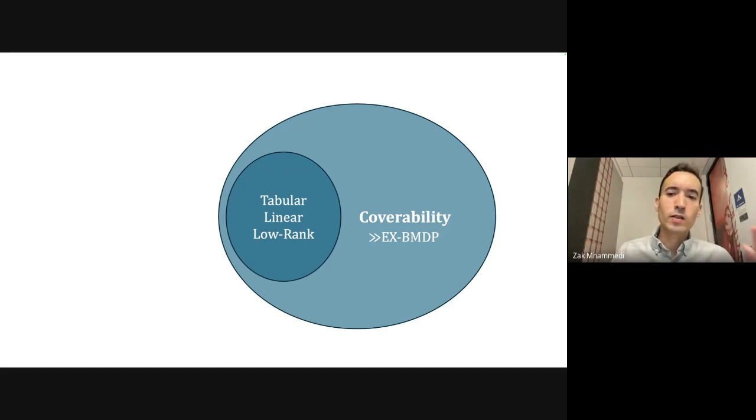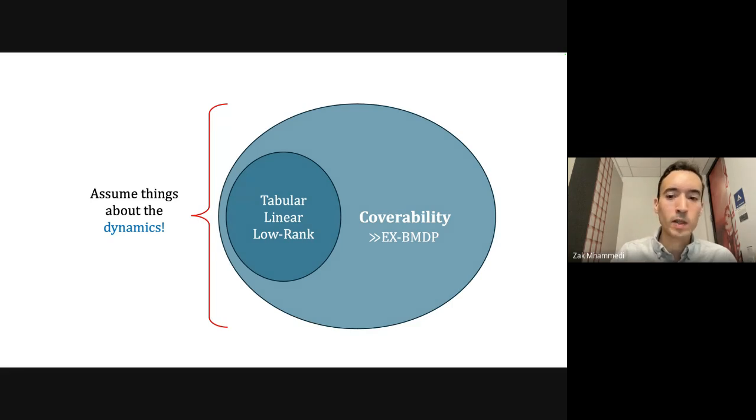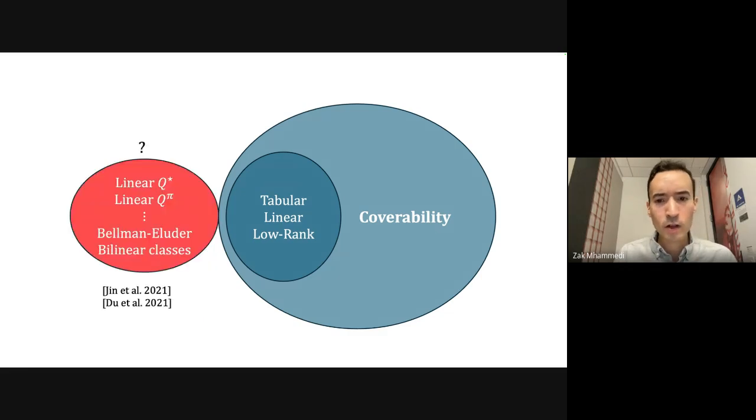Okay, so before diving into the results, let's first compare the coverability assumption to other popular MDP assumptions studied in theory. So first, observe that all the MDP assumptions that I've just showed you make some assumption on the dynamics. They either assume something about the transitions or about the ratio of occupancies or something like that. But there are plenty of other MDP settings that, instead of focusing on the dynamics, rely on assumptions about the value functions or value function class. And this includes the linear settings, the finite Bellman eluder, bilinear classes, and so on. So how do these compare to the coverability assumption?